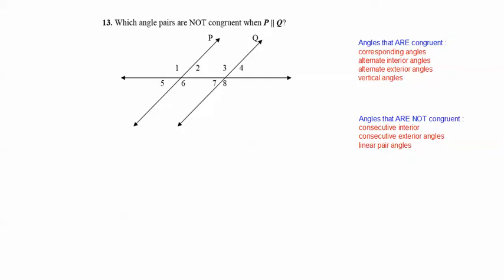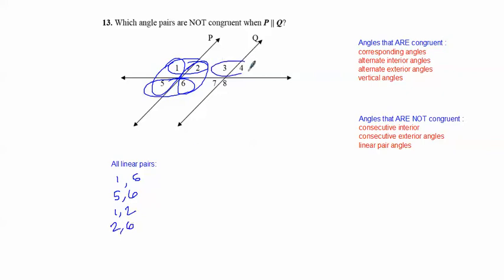So if they're asking you which angles are not congruent, you can make a list of all the linear pairs. These can take a while. You can have 1 and 5. You can have 5 and 6. You can have 1 and 2. You can have 2 and 6. And the same thing for all other 4 pairs of the other intersection.